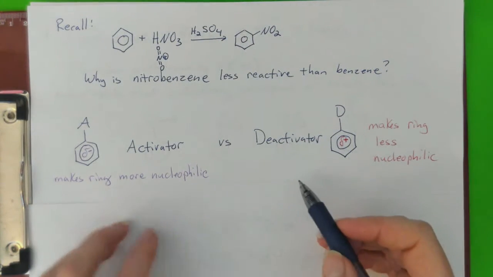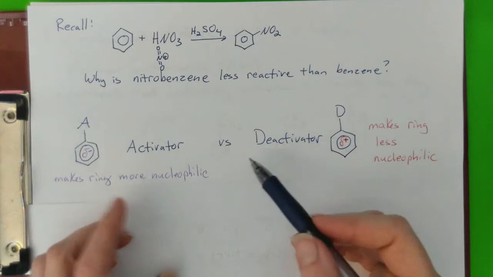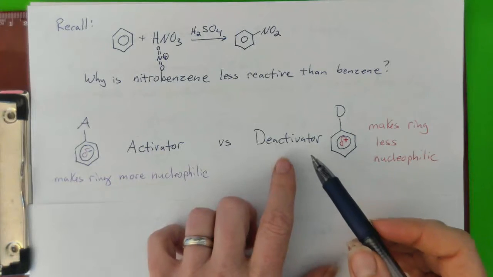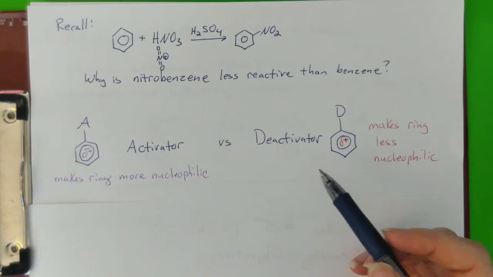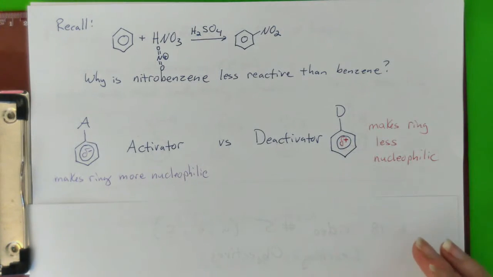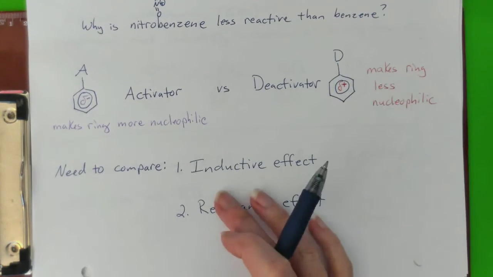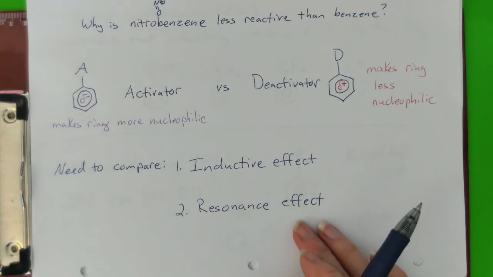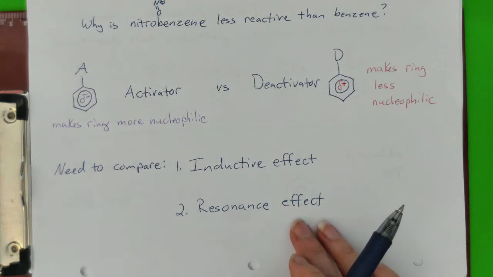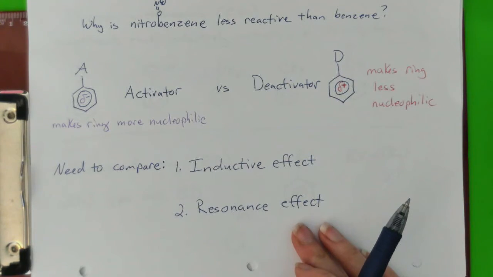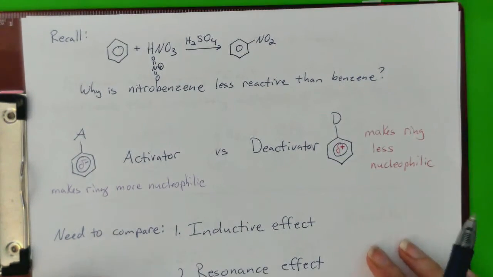So something you'll need to be able to do on the next exam is I'm going to give you a group, let's say it's like a nitro group, and you'll have to be able to tell me, is it an activator or a deactivator? And so to assess that, there are 2 things you have to consider. You have to consider the inductive effect and the resonance effect. Now, usually resonance is the winner, but as we'll see with the halogens, not always. So let's compare each of these effects, inductive effect and resonance effect, one by one.